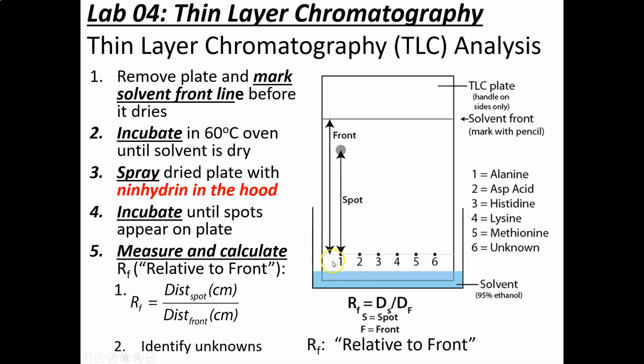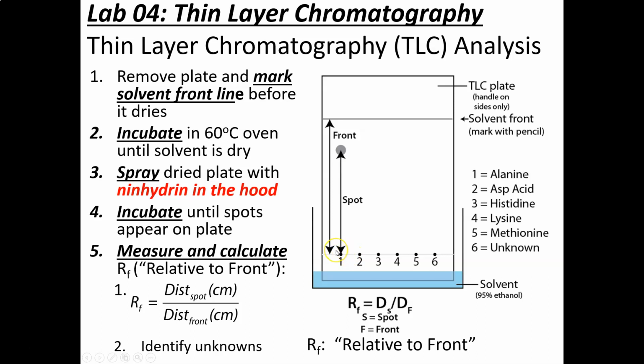Let's look at the extremes. If the spot did not move off the line, what would the measurement be? Well, let's see. We want to measure how far the spot moved. If it did not move off the line, the movement would be 0. So 0 divided by whatever the DF number was would be 0. So you can have theoretically RF values that are as low as 0.